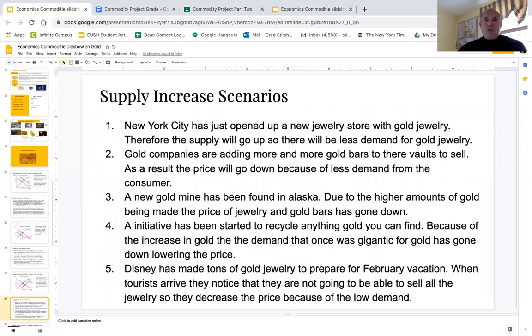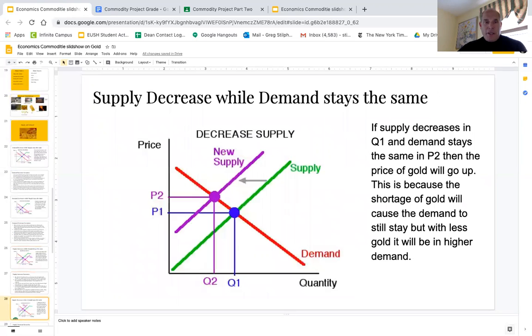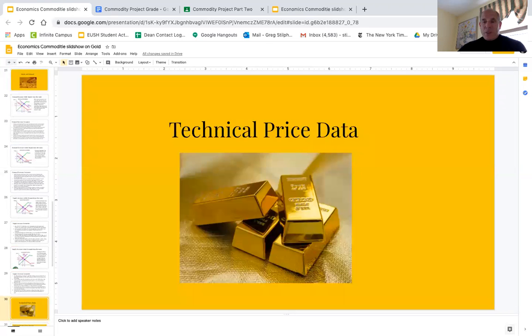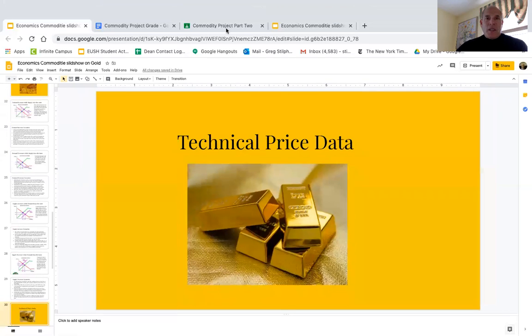And you're going to do that for 4 scenarios. Supply increases, supply decreases while demand stays the same. Demand increases or decreases while supply stays the same. You're going to put them in there, and you're going to explain them and put in the 4 scenarios. That's all that we're doing this week. The last part will be technical price data, which I will cover with you when we get back from vacation. So that's what it's looking like.